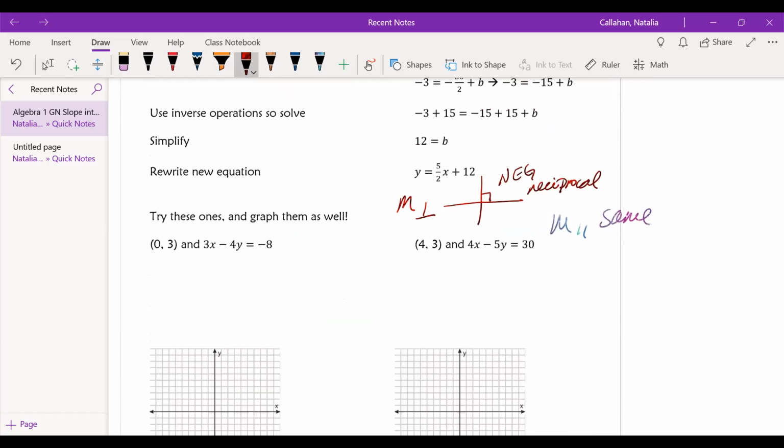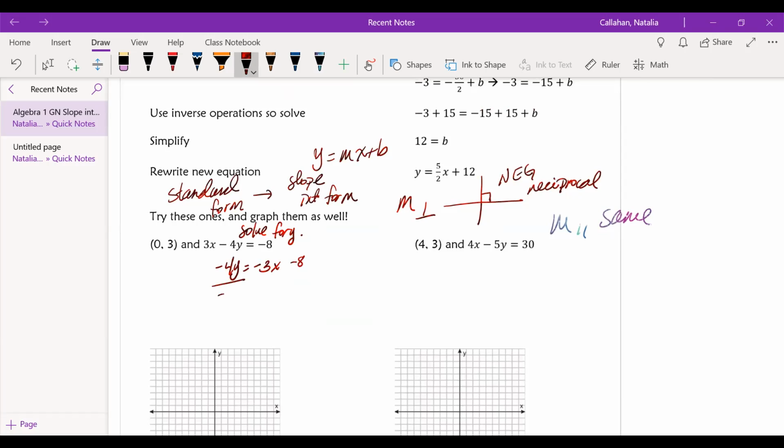So in order for me to find the slope, I cannot have standard form. I will have to convert standard form to slope-intercept form. And remember, slope-intercept form is y equals mx plus b. So let's solve for y. That's the first thing that I'm going to do. I'm going to subtract the 3x on both sides, so it becomes a negative 3x. And then I'm going to divide by negative 4 on everything. That cancels. So I have y is equal to a positive 3 over 4x plus 2.